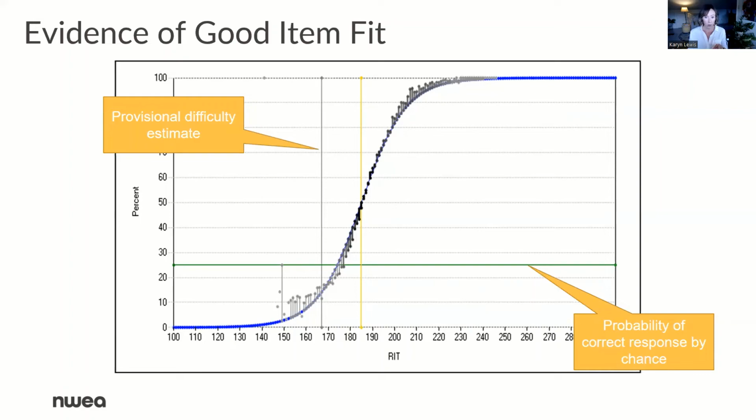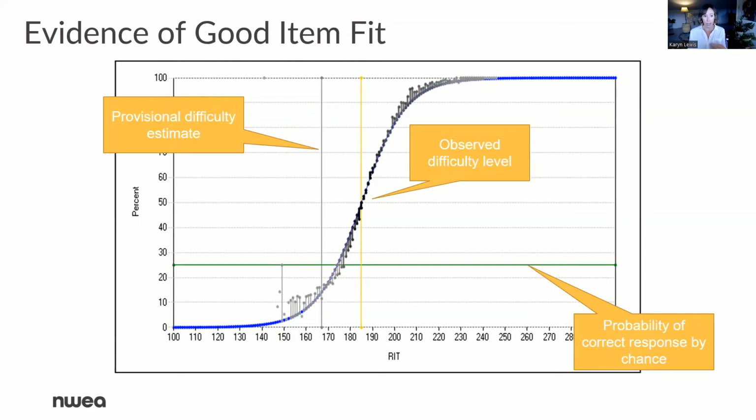The vertical gray bar, that's the provisional difficulty estimate assigned to this item by our content specialists. The yellow line, that is our actual observed difficulty level. And that's the point at which 50% of students got the item correct. So this item received a difficulty level of, let's say, about 185. Because students at that achievement level with RIT scores of 185, about half of those students got the item correct.